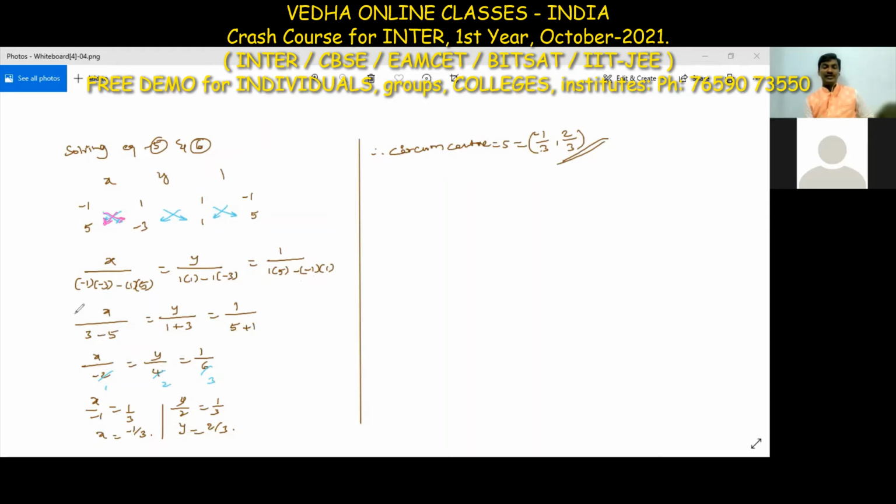So x by 3 minus 5, y by 1 plus 3, equal to 1 divided by 5 plus 1. So x divided by 3 minus 5 is minus 2, y by 4 and 1 by 6. Take 2 common, so we can cancel by 2: 2 ones are, 2 twos are, 2 threes are. Then x divided by minus 1 is equal to 1 by 3, and y divided by 2 is equal to 1 by 3. Here minus 1 dividing, if we take it to that side, it multiplies. So x is minus 1 into 1 by 3, minus 1 by 3, and y is equal to 2 by 3.